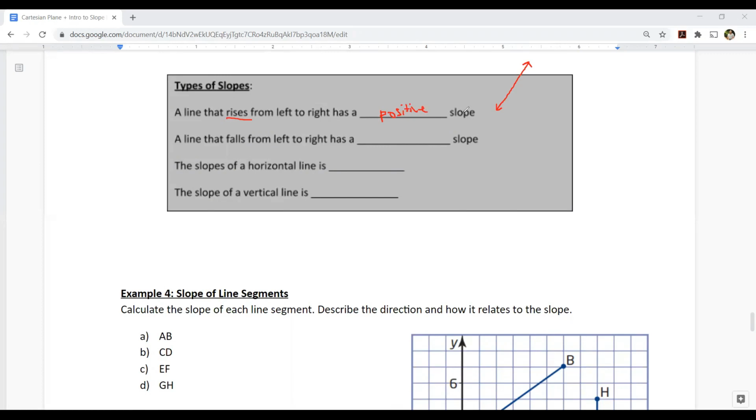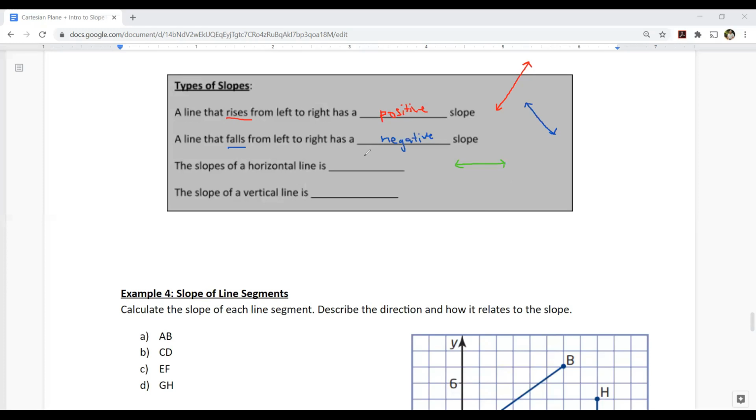Now, a line that falls from left to right, keyword falls, is going to start at the top and then fall down to the bottom right. This will have a negative slope. And the reason for this is because we're going down, which means our rise value is also going to be negative. Now the slope of a horizontal line, this one might be tricky.